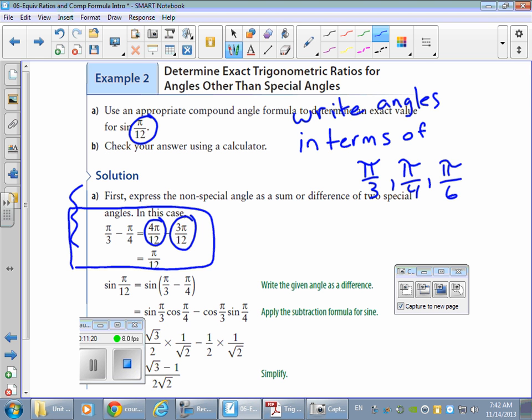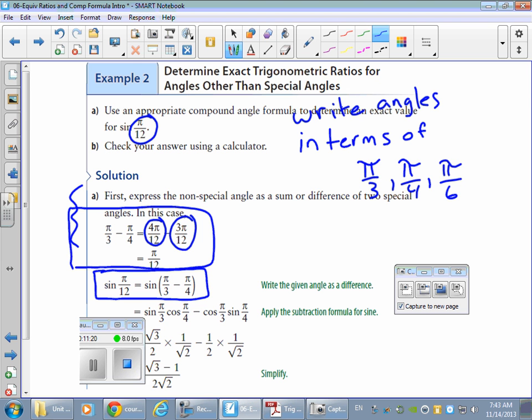Initially, I don't think they'll get too tough, but basically that will be the key, establishing what are two angles that I can use either added together or subtracted in order to get the angle that I'm starting with. Once you have that, essentially we're suggesting we can write sine of pi over 12 as sine of pi over 3 minus pi over 4, basically doing the opposite of what I just did in the first part.